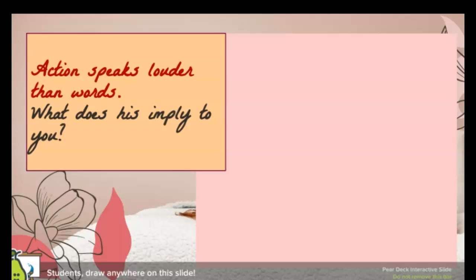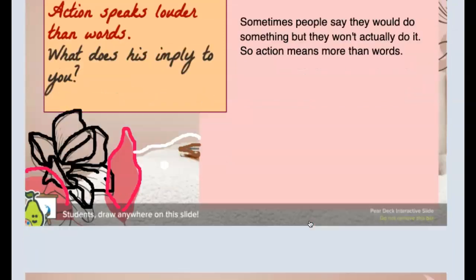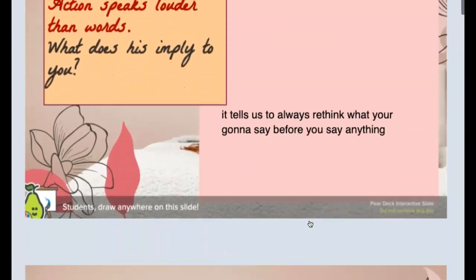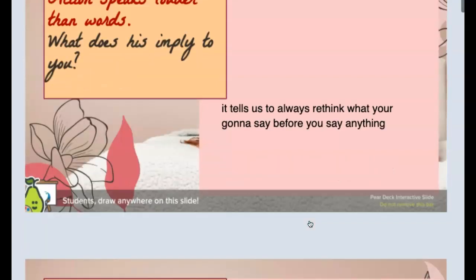So I wrote that whatever you do will be louder and more people will notice it if you act. Your action will show more than what you just say. That is very true. Selena? It tells us that our actions sometimes make a bigger impact on people than what we say. I love that. Tiffany?